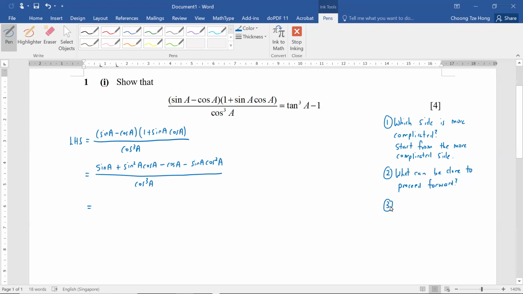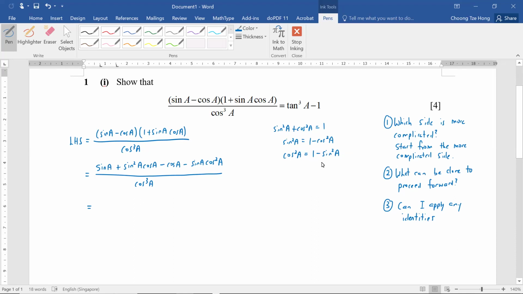Because all the identities, most of them involve squares, right? So the next thing you can ask yourself is, when you see so many squares, can I apply any identities? Whenever you see so many squares, can you apply any of the trigo identities? So indeed, we can apply some identities, right? Because sine square A plus cosine square A will give us 1. So sine square A will be 1 minus cosine square A. And likewise, cosine square A will be 1 minus sine square A.